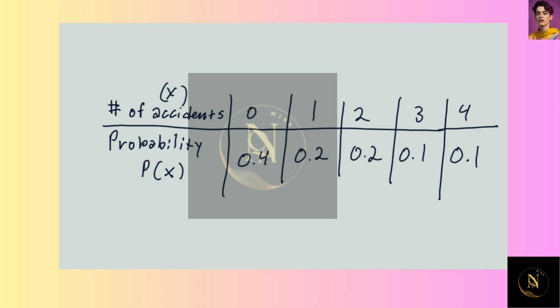Hello there. For this question, they want us to find the mean, variance, and standard deviation of traffic accidents. The county highway department recorded the following probabilities for the number of accidents per day on a certain freeway for 1 month. The number of accidents per day and their corresponding probabilities are shown.